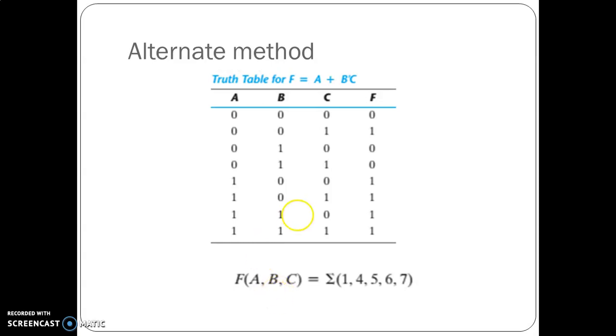Now let us consider this function A plus B bar C. Now let us draw the truth table for this function. Since there are 3 different variables, there will be 8 different combinations. A, B, C can take 8 different combinations. Substituting all those combinations in this function, we will find what the function F is. So directly from the truth table, we can express the function as a sum of minterms. Wherever we have 1, the corresponding minterms are written here. I have 1 here, the equivalent of this is 1. I have 1 here, so this is 4, 5, 6, 7. So that is how the function can be expressed as the sum of minterms.